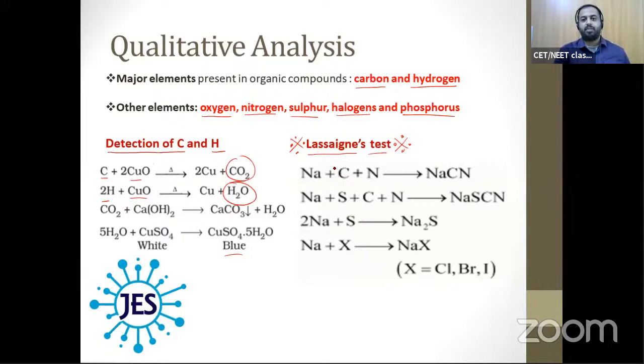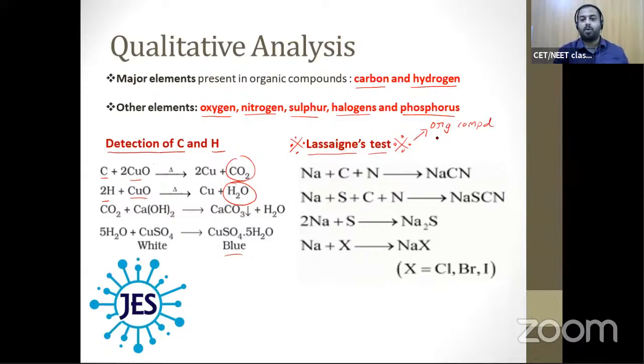Let me explain the principle involved in Lassaigne's test. What is it? Organic compounds usually are covalent molecules, and covalent molecules show very slow reactions, occurring at a moderate rate. This is a method wherein an organic compound is converted to an inorganic compound in Lassaigne's test.